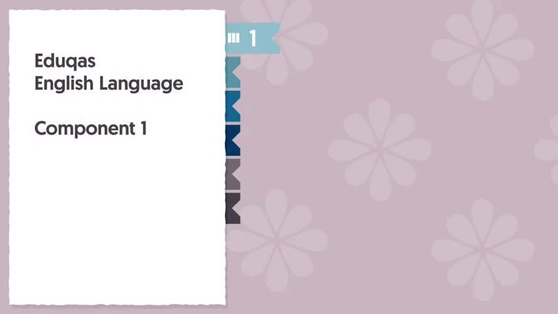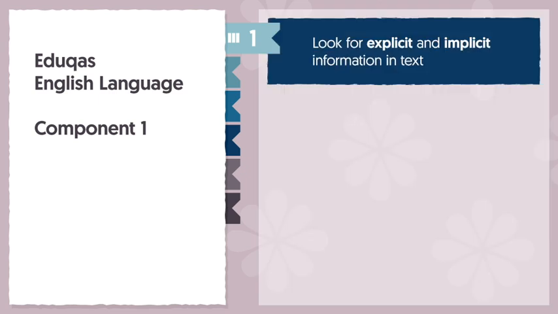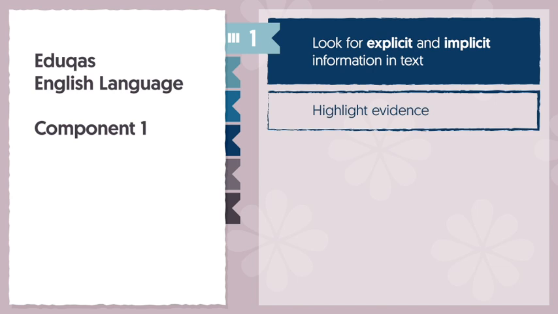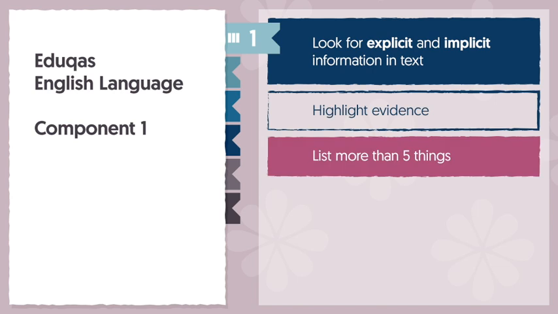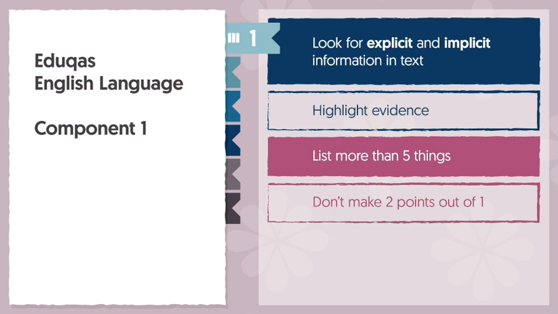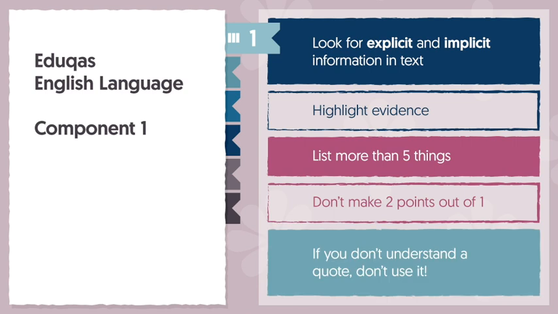Remember, to be successful on this question, don't forget to look for explicit information and implicit information in the text, highlight the evidence, and list more than 5 things. Make sure you're not making 2 separate points out of something that's actually only 1. And if you don't fully understand a quote, don't use it. Good luck!